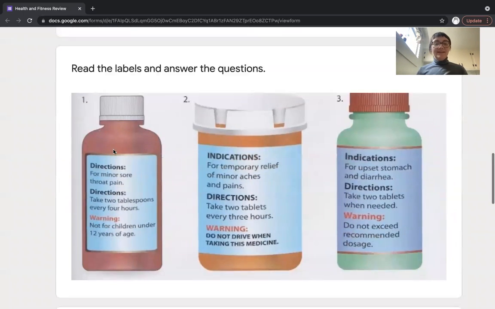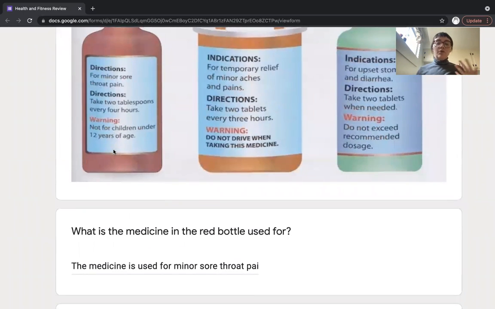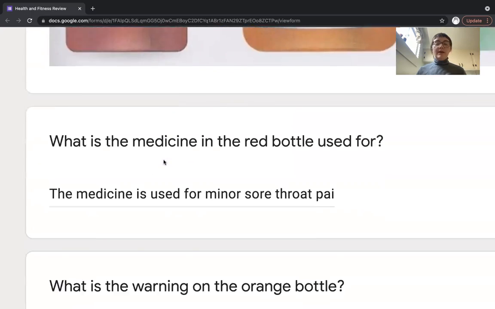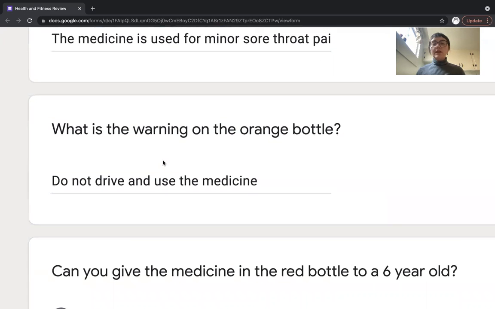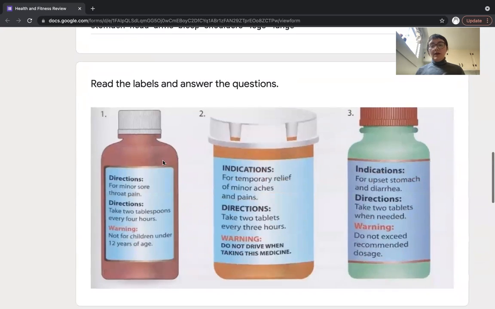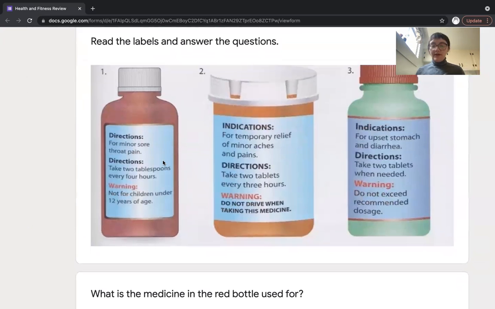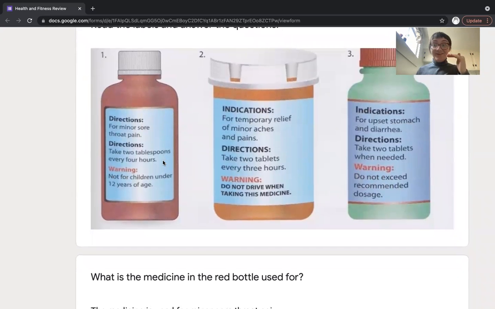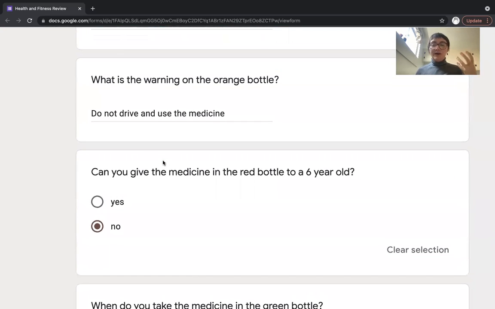Anything really. Okay, then read the labels. What is the medicine in the red bottle used for? We know it's for minor sore throat pain. What is the warning on the orange bottle? The orange bottle warning is do not drive when taking this medicine. So you shouldn't drive when you're on the orange bottle medicine.